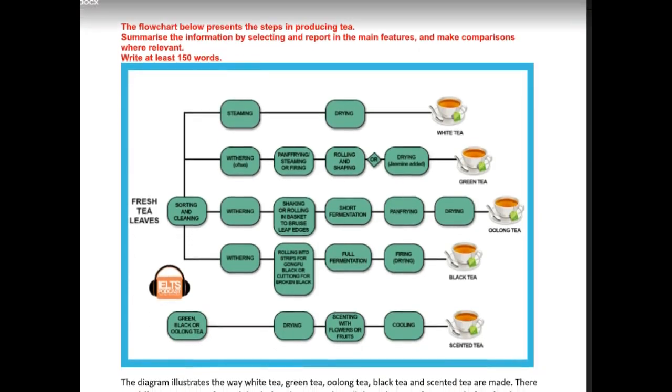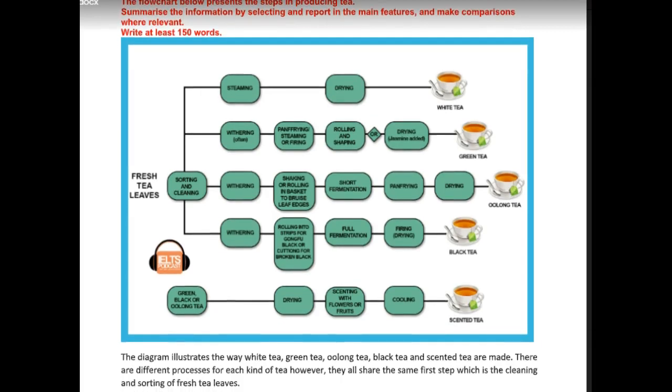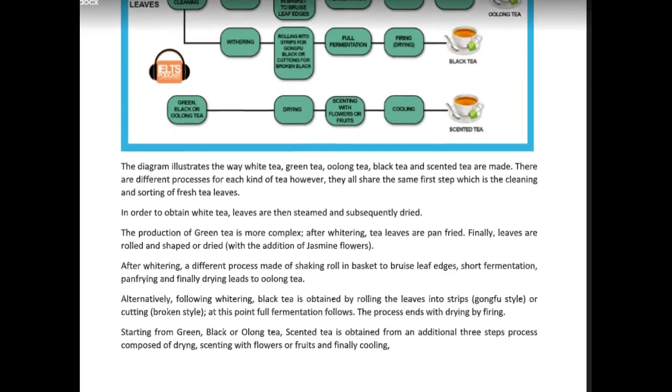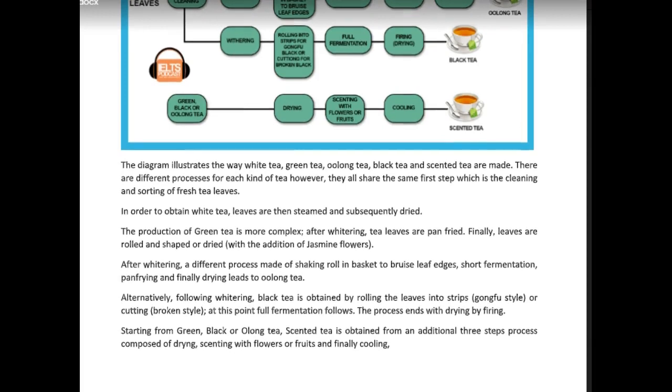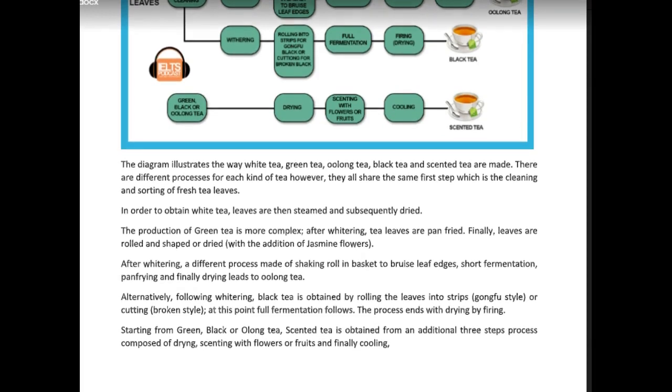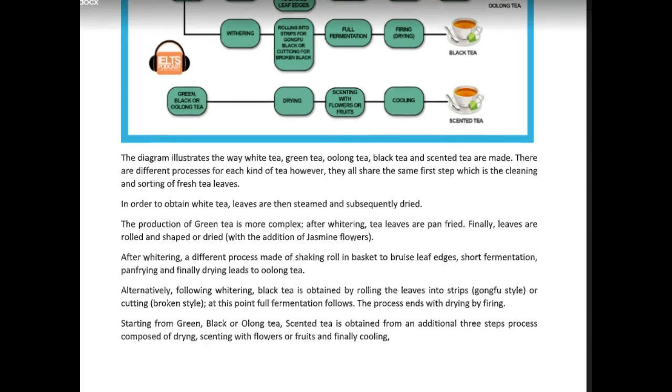Let's see what you did here. I like this one. It's the tea flowchart. So let's see what you said. The diagram illustrates the way white tea, green tea, oolong tea, black tea, and scented tea are made. There are different processes for each kind of tea. However, they all share the same first step, which is the cleansing and sorting of fresh tea leaves.